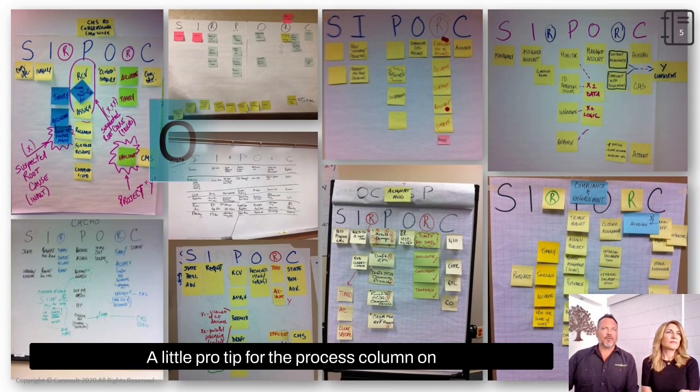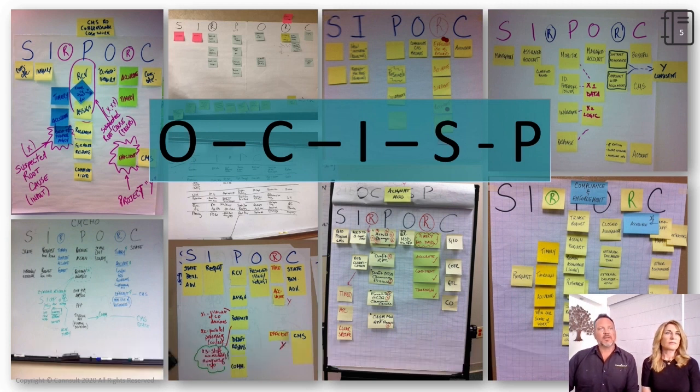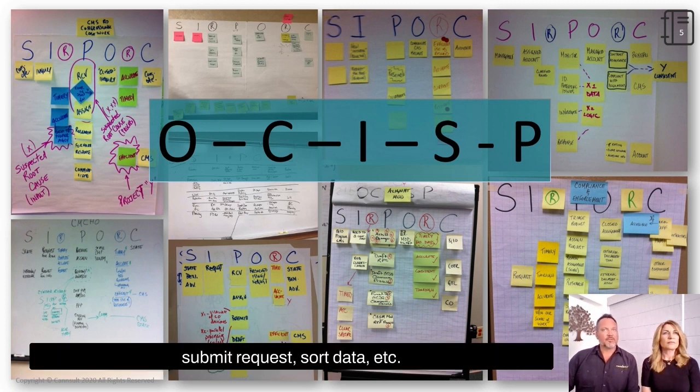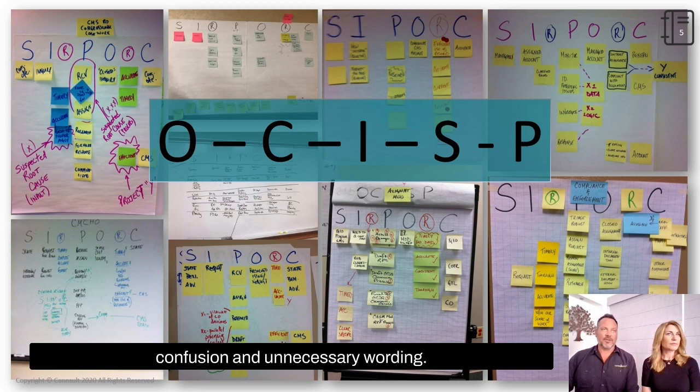A little pro tip for the process column on your stickies: use the basic structure of verb plus noun. For example, move boxes, complete form, submit request, sort data, etc. This eliminates a lot of confusion and unnecessary wording.